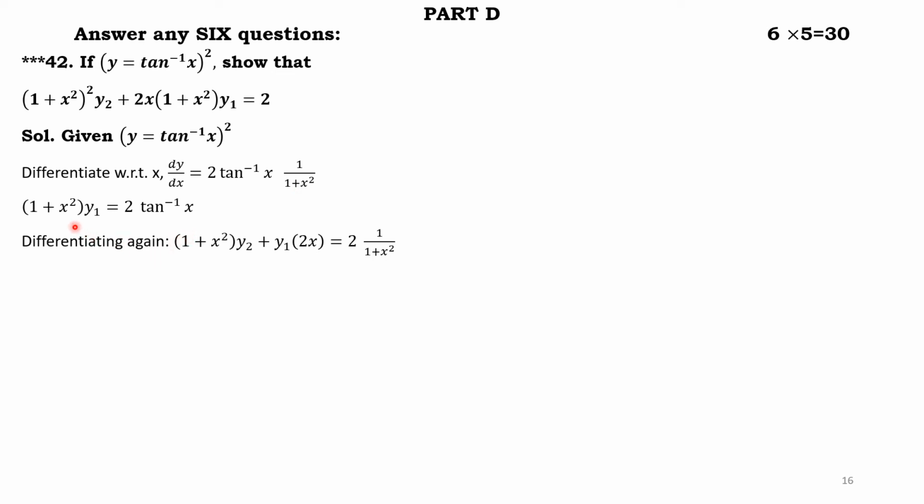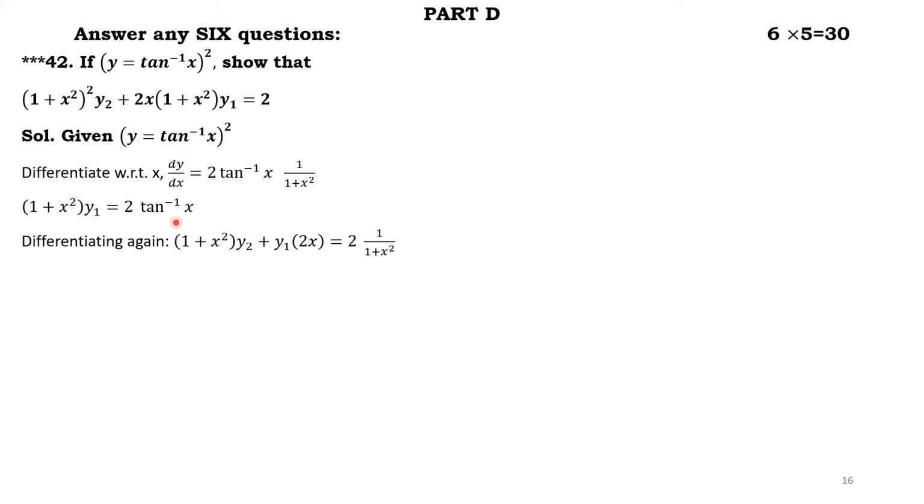Again, we have to take the second derivative because they have asked for the second derivative here. We will take the second derivative once again. Therefore, 1 plus x square into y2 is equal to 2 times, that is 1 plus x square into y2, using the product rule: 1 plus x square into y2 plus y1 into d by dx of 1 plus x square, which is 2x.